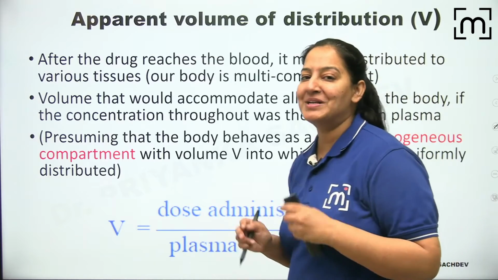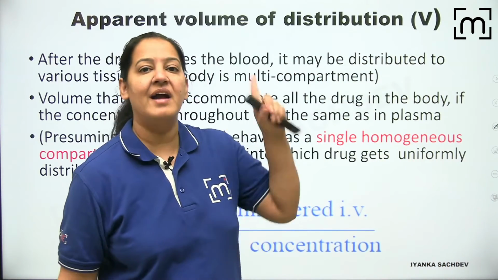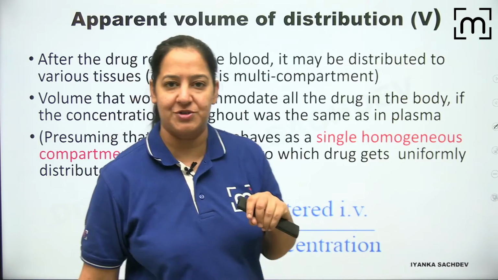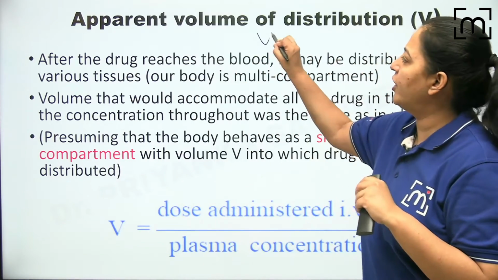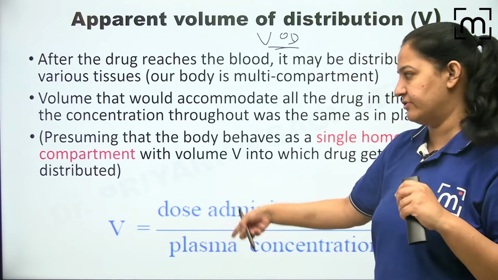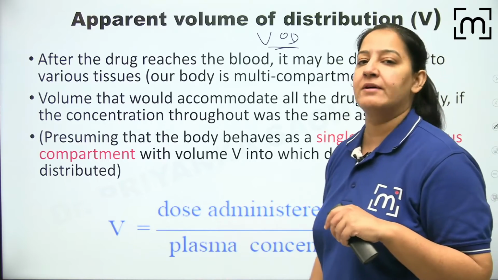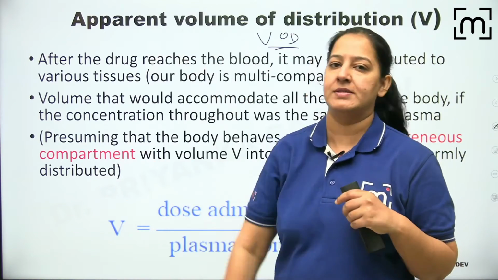Now, coming to the most difficult and tricky concept, I must say, that is apparent volume of distribution. It is written like this, volume of distribution, VOD. I will tell you the formula also. It is written here. If I read this definition, it will be a bouncer for you, a plain bouncer.